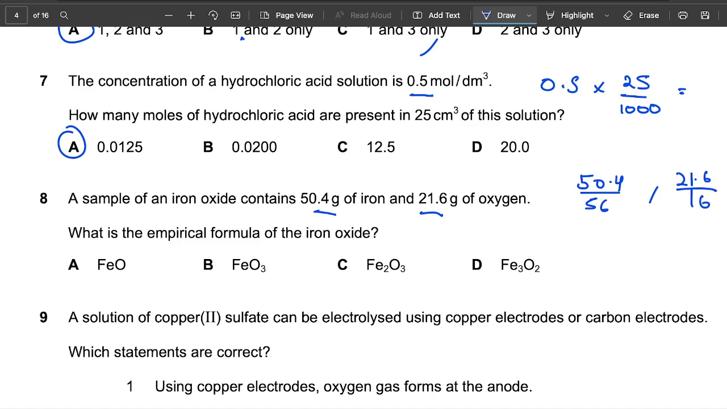So let's use our calculator again here. 50.4 divided by 56 will give us 0.9. So we'll write 0.9, and then 21.6 divided by 16 is going to give us 1.35. So we're going to divide each by 0.9. 1.35 divided by 0.9 is actually 1.5. Now I'm going to multiply both sides by 2 to get a whole number. So it'll become 2 and 3. So the answer will be Fe2O3. So the answer for number 8 is C right here, Fe2O3.